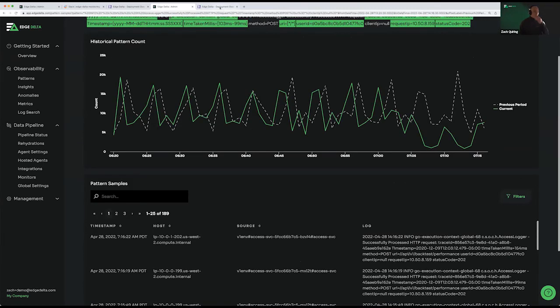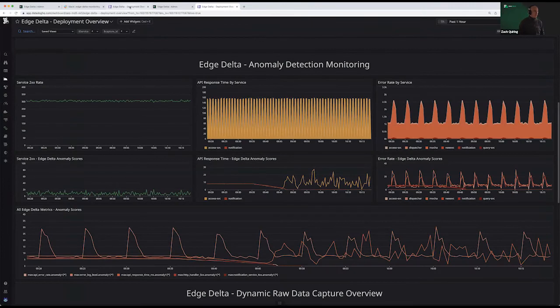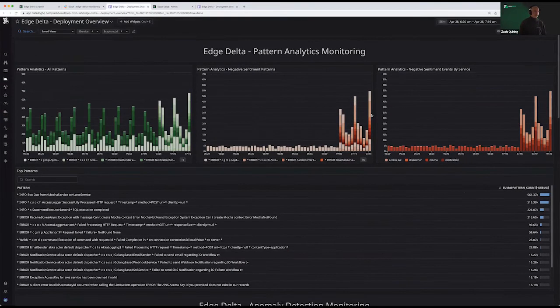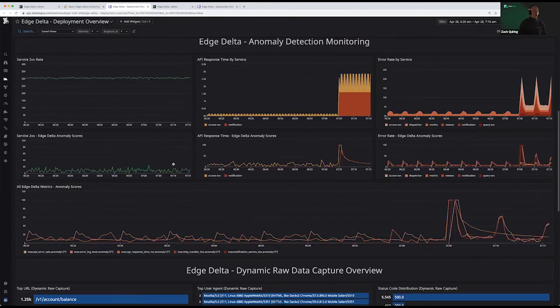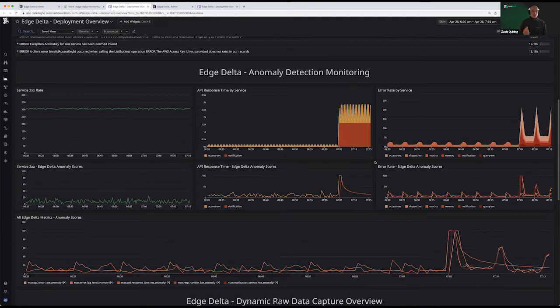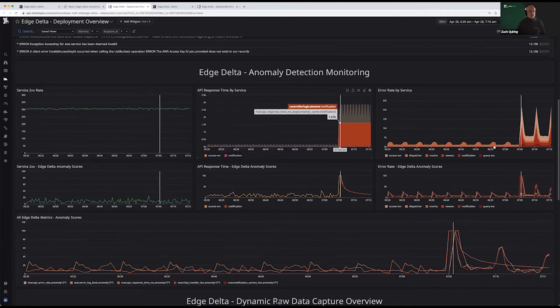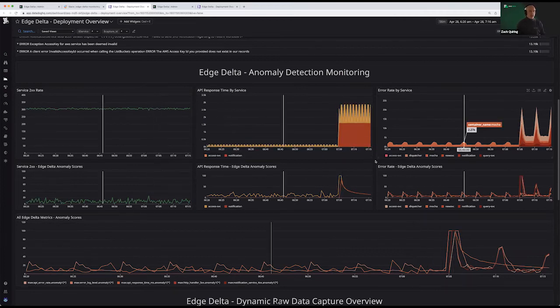So to show an example of that, I'll pull up an example. This is showing, in this case, Datadog as a downstream destination. All of these charts that we're seeing here started as raw logs flowing through the Edge Delta pipeline. And then we extracted these different statistics and fed them to the downstream system. In this case, for this environment, we're monitoring things like the 200 rate, the API response time by different services, the error rate by different services, and things like that.